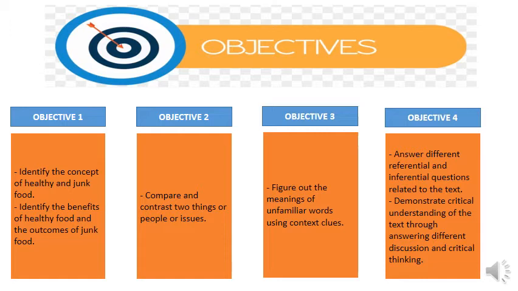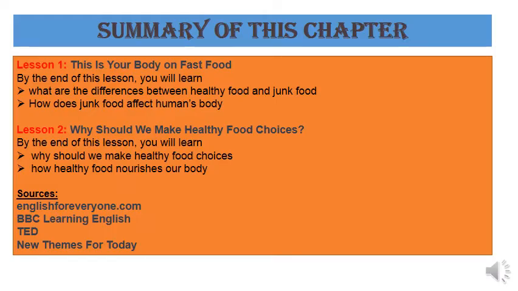The third objective is related to vocabulary, and we have to figure out the meanings of unfamiliar words using context clues. The fourth objective is to answer different referential and inferential questions related to the text and demonstrate a critical understanding of the text through answering different kinds of questions and critical thinking. This is the summary of our lesson.